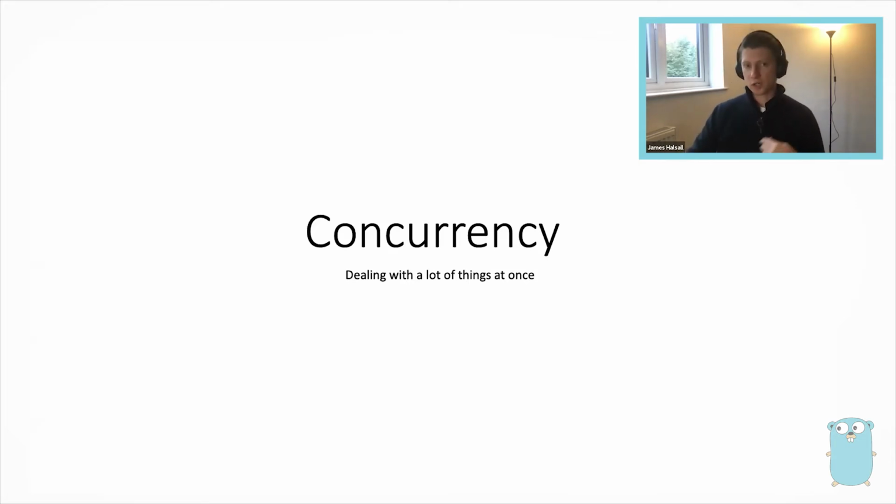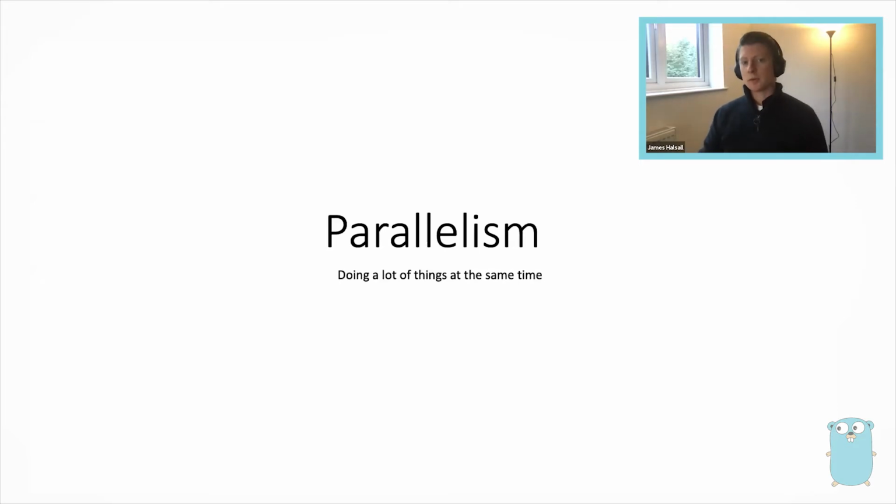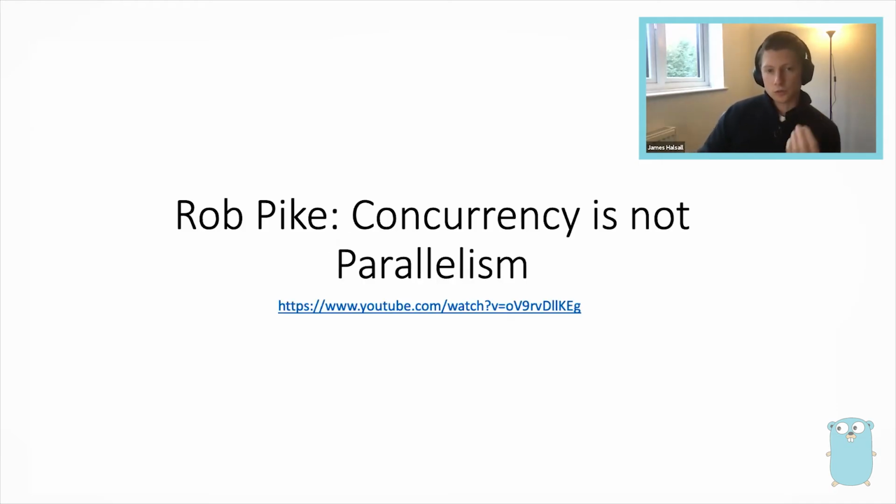Now, when we talk about parallelism, we're talking about doing a lot of things at the same time. This is, say, if you have two humans working on the same problem, they are doing things in parallel, you've got two brains on the problem. In computer terms, this is when you have a CPU with multi-core, and you can actually run two different processes at the same time.